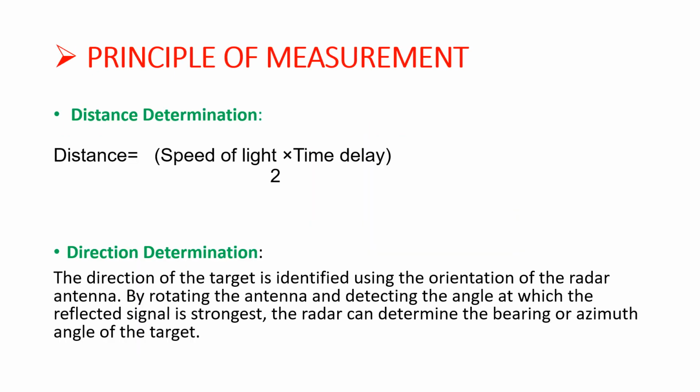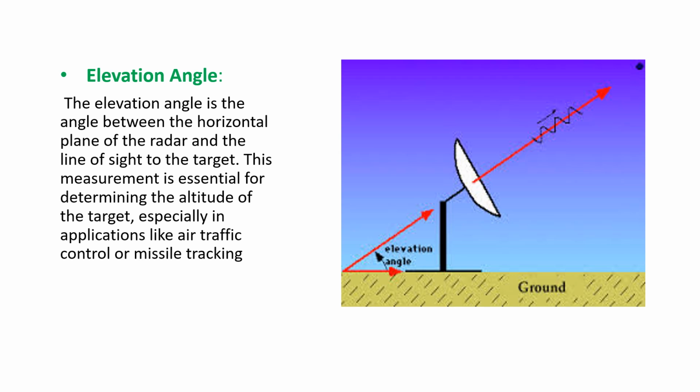How is the measurement done? As I already discussed in the principle, that is how the distance is determined. Then the target direction is determined by the radar antenna orientation. By rotating the antenna and identifying the angle where the reflected signal is strongest, the radar calculates the bearing or azimuthal angle of the target. Then the elevation angle is the angle formed between the radar's horizontal plane and the line of sight to a target. This measurement is crucial for calculating the target's altitude, particularly in applications such as air traffic control or missile tracking.